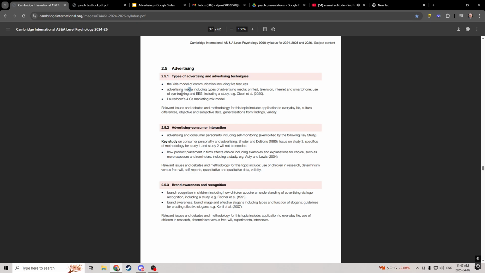So, the syllabus covers the Yale model of communication, including 5 different features. Advertising media, including types of advertising media: printed, television, internet, smartphone, use of eye tracking and EEGs. That includes a study, but if it's not a key study, we don't care. And Lauterborn's 4C's marketing mix model.